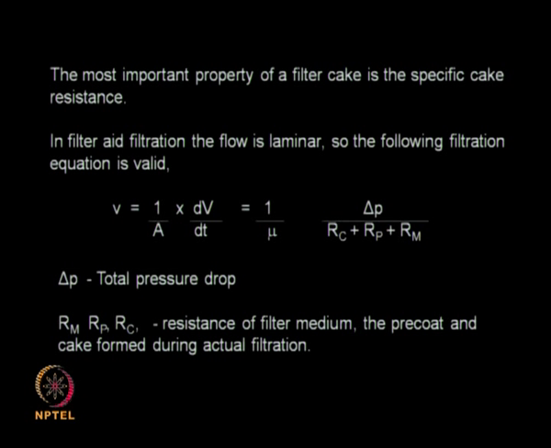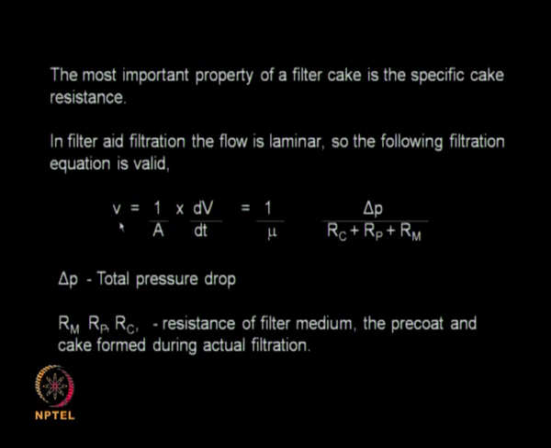The most important property, as we remember in Darcy's law, is the specific cake resistance or permeability of the cake. The permeability is inverse to the specific cake resistance. So we talked about different types of models. In the first model, when we assume that the filter medium does not offer resistance, we just had the properties of the cake, that means specific cake resistance, and then later looked at a model where we said the filter medium also offers some resistance.